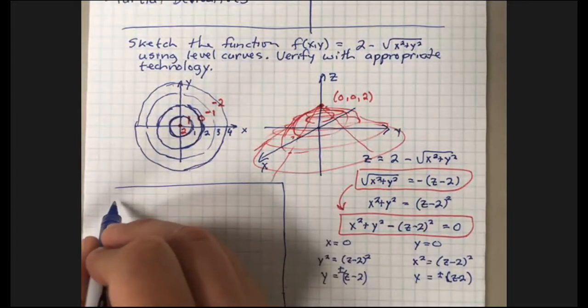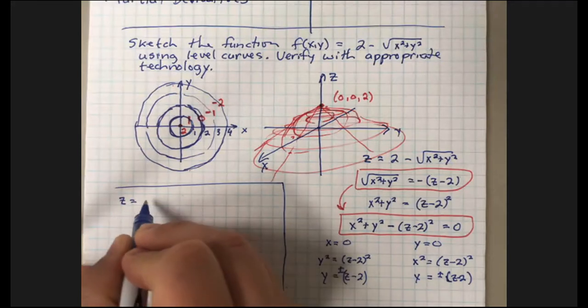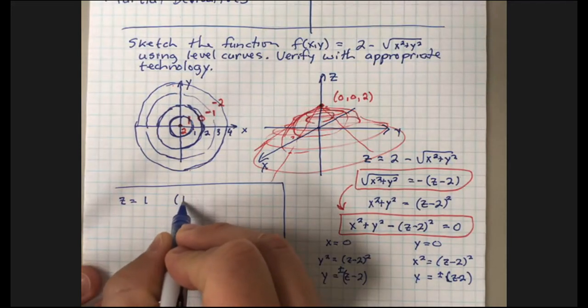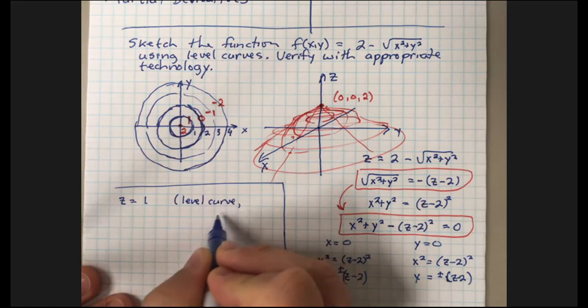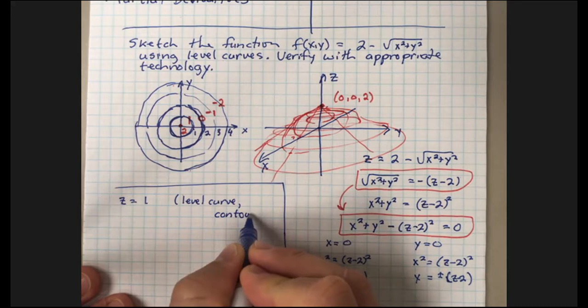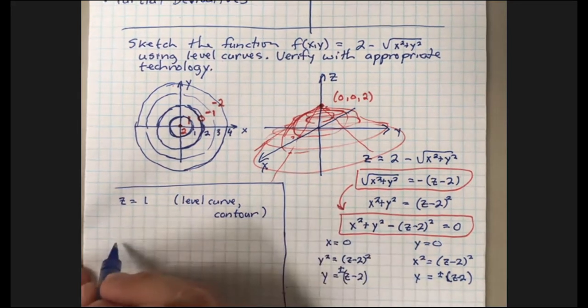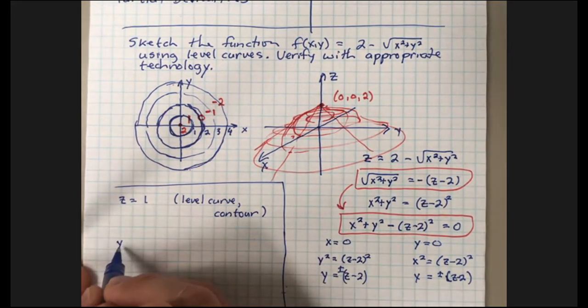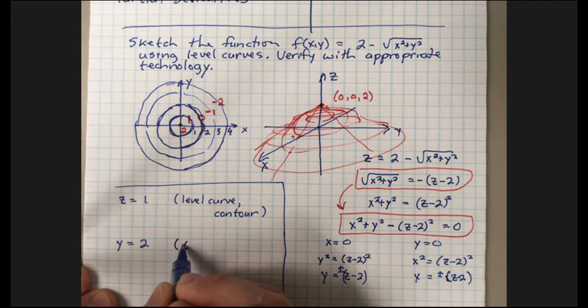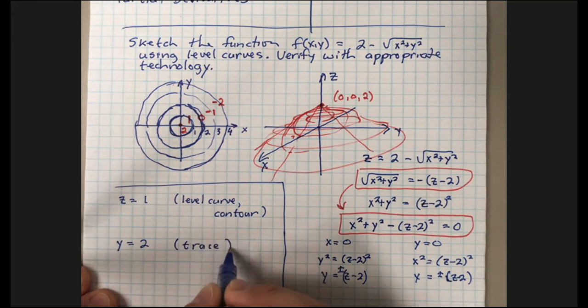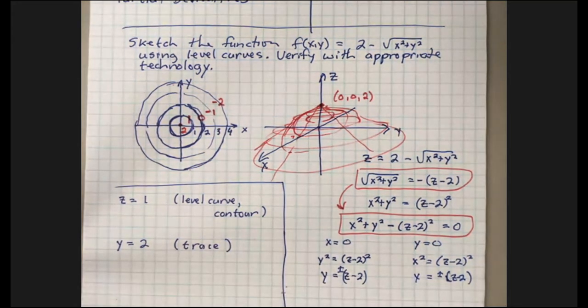So the question is, what about the idea of specifying a height, like z equals 1? It's a level curve, or a contour. There's a little bit of disagreement about how people refer to those. And what is the example of specifying a value like y equals 2? And this is a trace. Let's go back to that object we were looking at. So, excellent question.